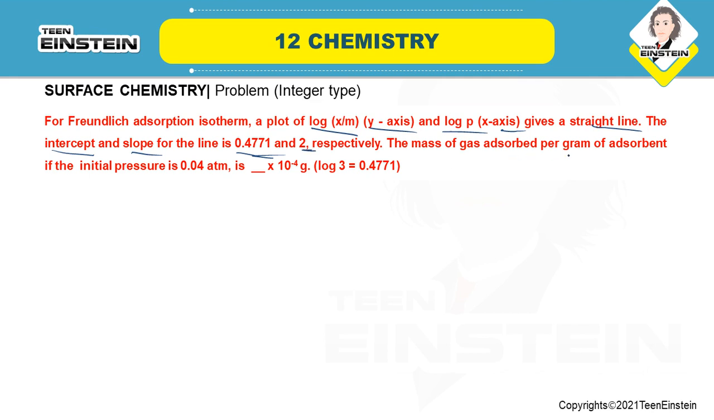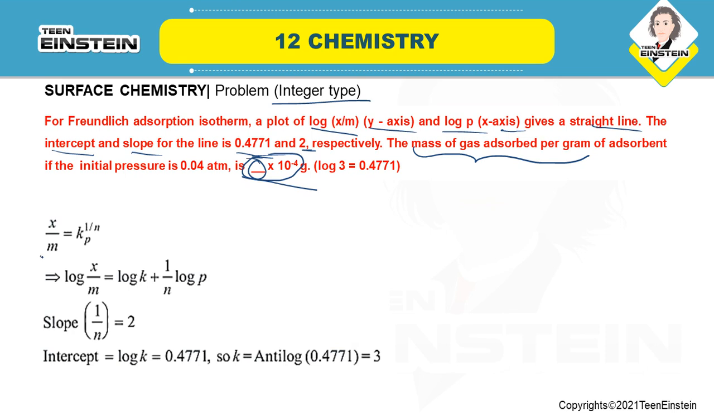Mass of the gas adsorbed per gram of the adsorbent, that is basically the value of x by m. We have to find it if the initial pressure is 0.04 atmosphere, and we have to express it. The actual value of mass of gas adsorbed per gram, that is x by m, will be expressed as something into 10 to the power minus 4, and we have to find out this something, because it is integer type. So we have to fill in the gap.